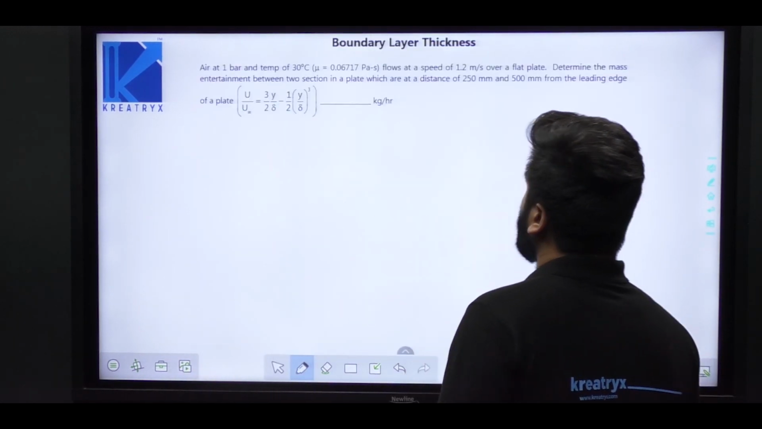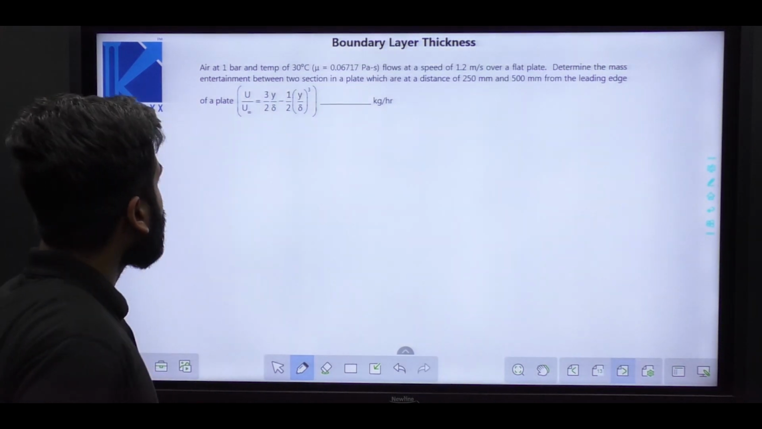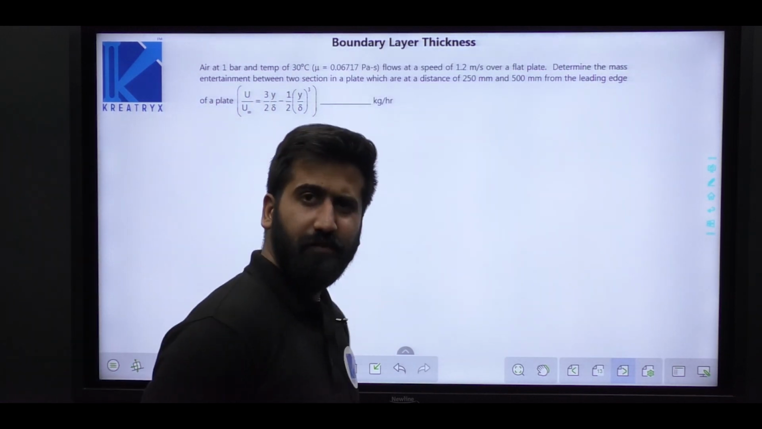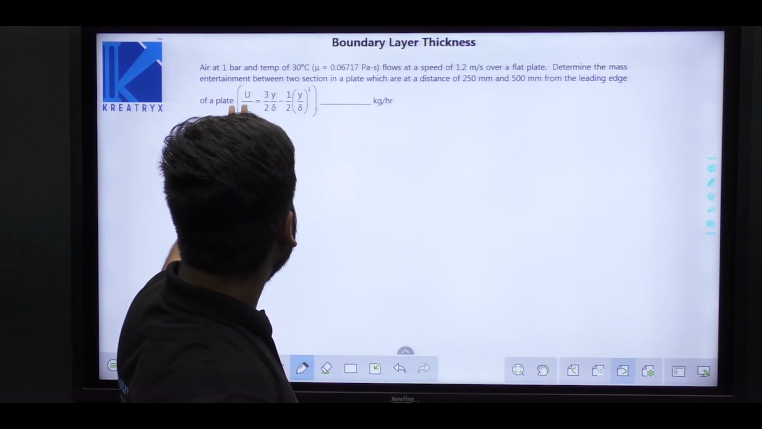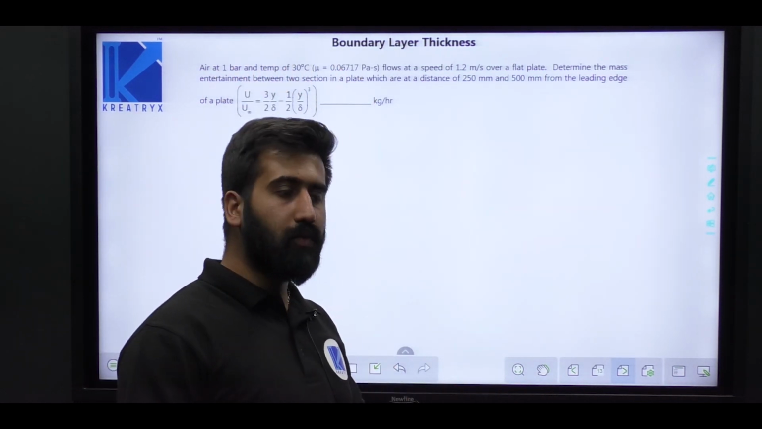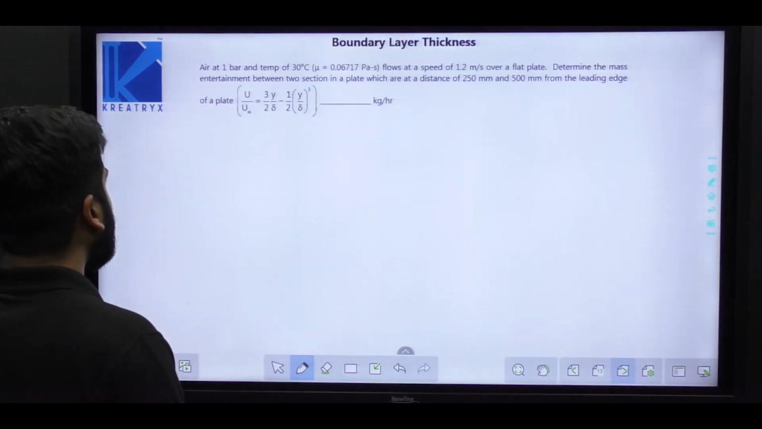So I guess this is the last question for convection, and this is again an important question. Most of the students face difficulty in these type of questions. They just see that you have to find the mass entrained between two sections of the boundary layer, and they leave this question. But this type of question is very simple. Let's see how to analyze these type of questions.